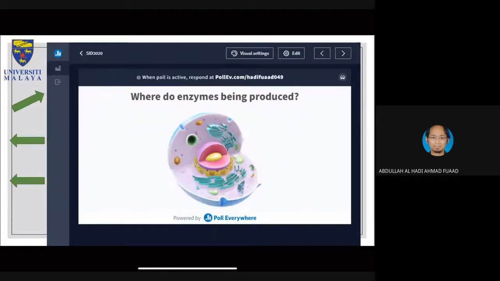All right, and the last question is this. Where are enzymes produced? For this question, what you need to do is click on the location by which enzymes are being produced. Is it here or is it there? Just click on the location you think that it is being produced. Okay, we are getting more answers now. Right, 1, 2, 3, 4, 5, 6, 7, 8, 9, 10, 11, 12, 15.